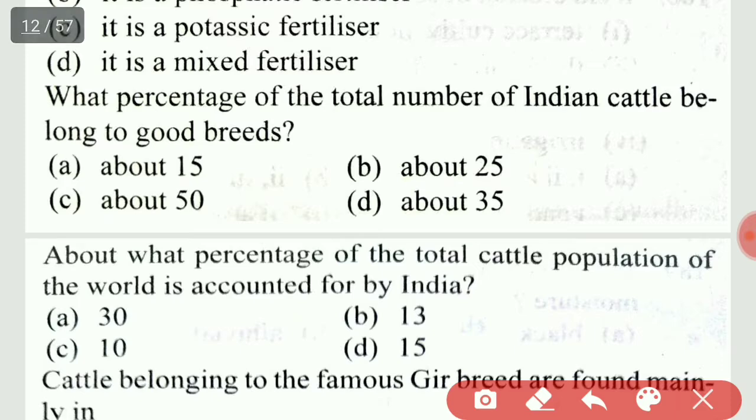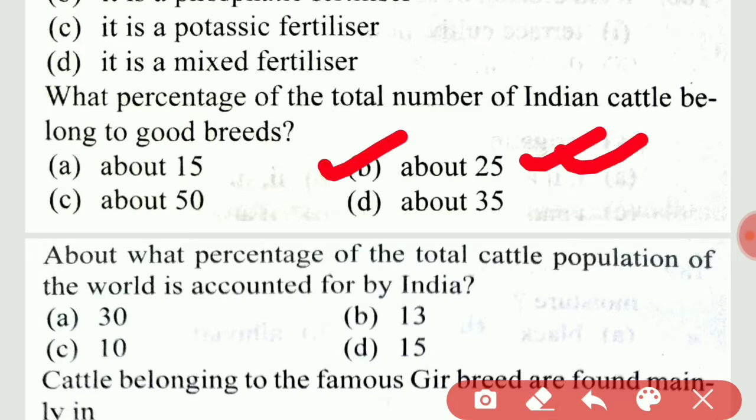What percentage of the total number of Indian cattle belong to good breeds? The right option is option B. About 25% of total number of Indian cattle belong to good breeds.